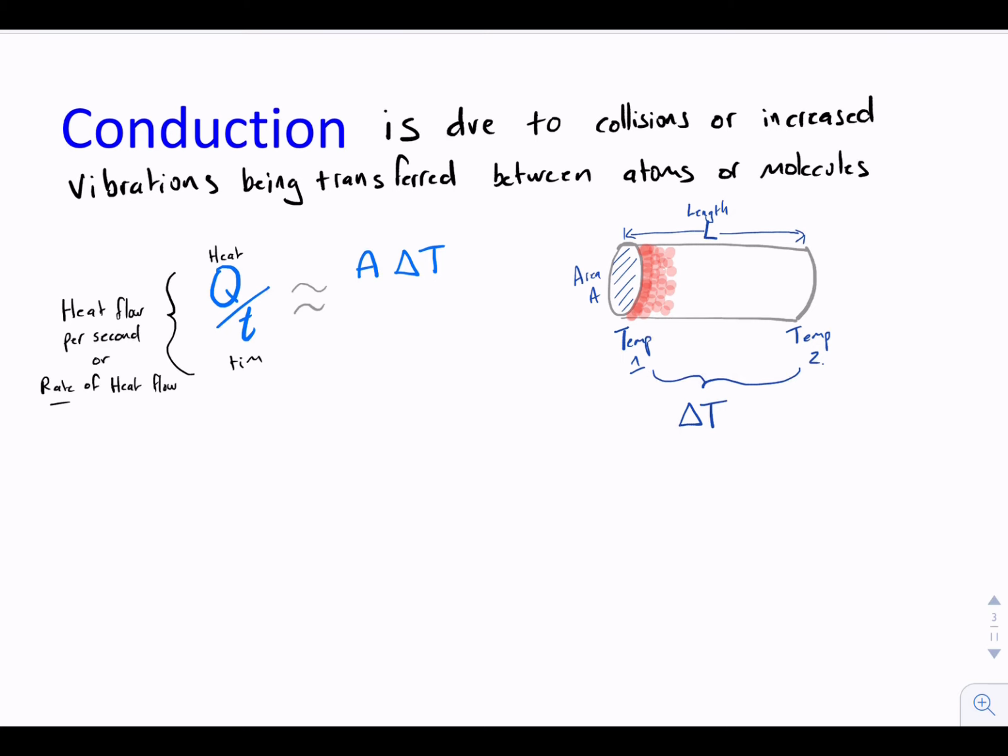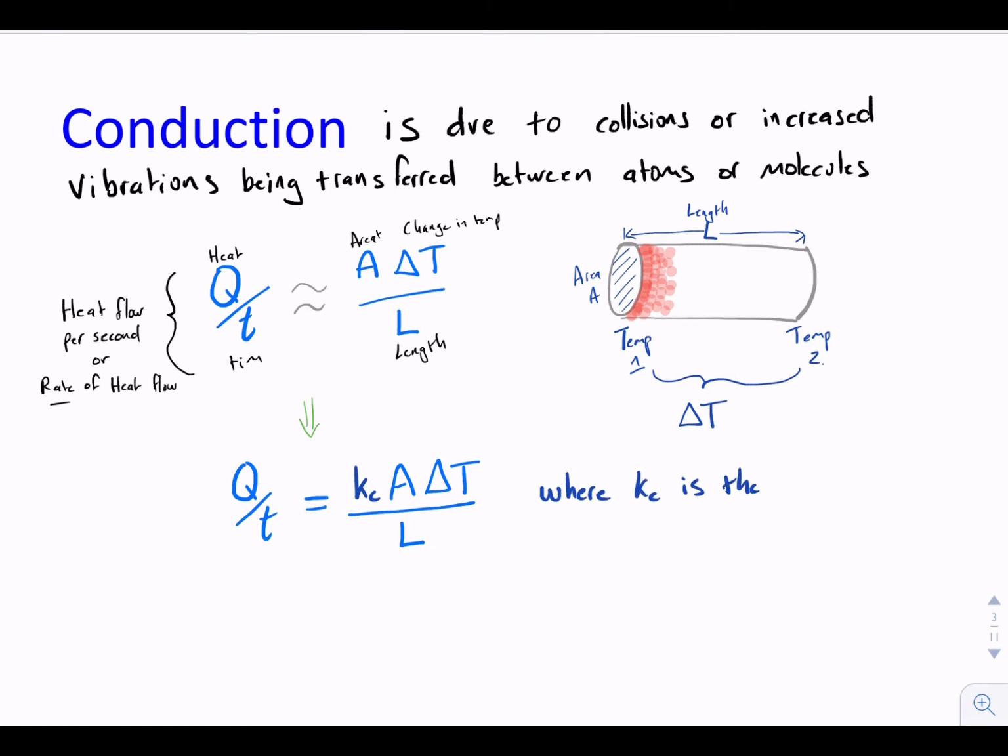Now to consider the length. If our rod was really, really long, you would imagine that it would take a long time for the heat to flow. Our rate of heat flow would be decreased, therefore our length has to go under here. Now, if we want to turn this into an equation, we need a proportionality constant, and it's another one of these proportionality constants that's specific to the materials. This time we have Kc, where Kc is the thermal conductivity of the material. This gives us our heat flow, Q on T, equals Kc A delta T on L, where A is our area, delta T is the change in temperature, and L equals the length.